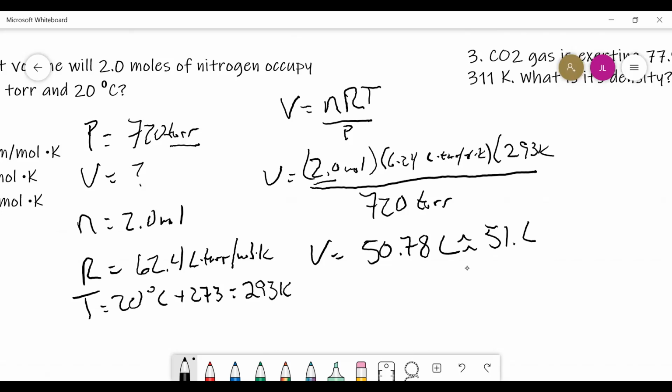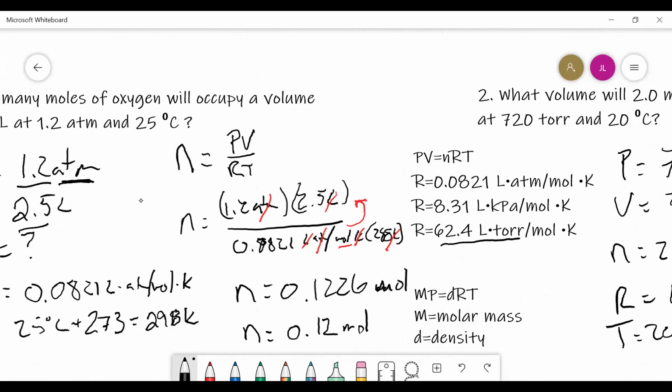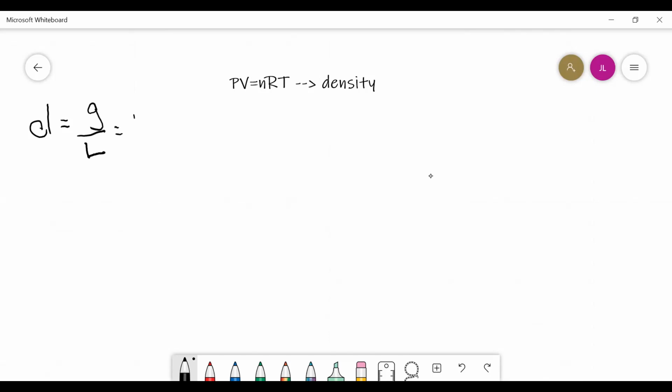All right, so those are the simple ones to talk about initially. Now let's look at how we can convert the ideal gas law into an equation that takes into account density. If we're starting with PV equals nRT, there are a few things we need to understand. Density is grams over liters, which is basically mass over volume.